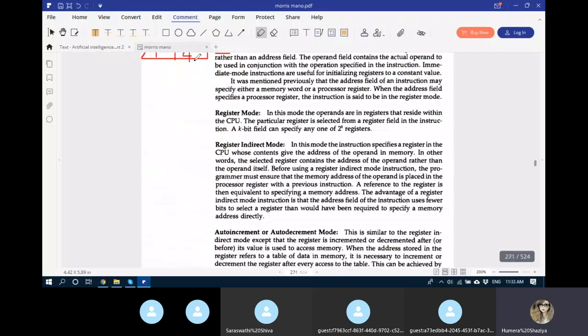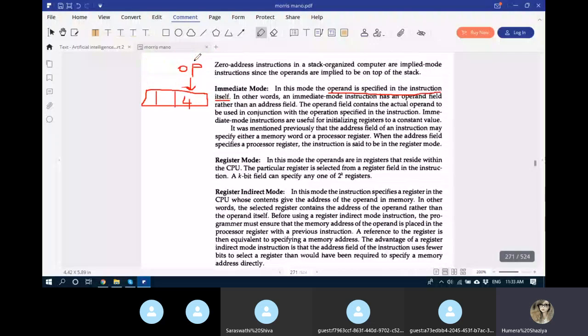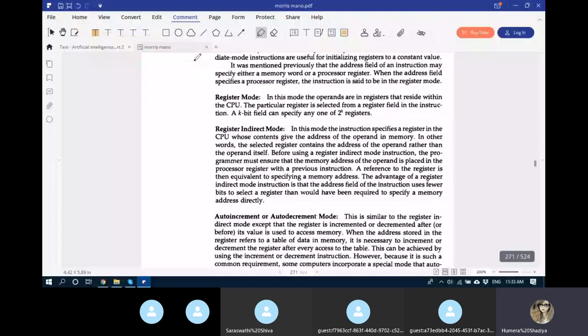Here you are specifying the operand directly within an instruction. Essentially this is known as immediate mode.